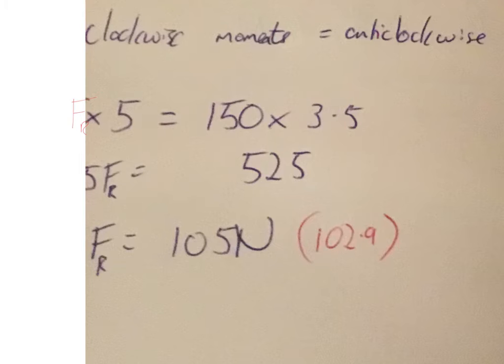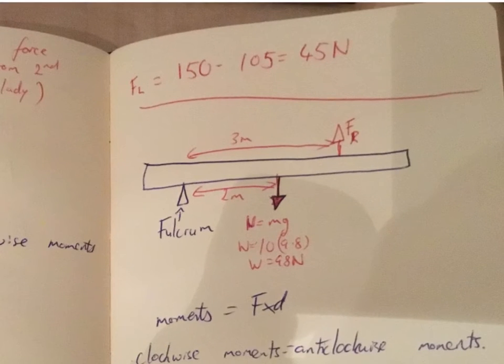Okay, the force on the right hand side then, we'll divide both sides by 5, and this gives us F4 on the left hand side and 105 newtons on the right hand side. If you look at the back of the book, like I said, it gives you 102.9 newtons as the answer for that, and that's fine. Again, that's just from putting in 9.8.